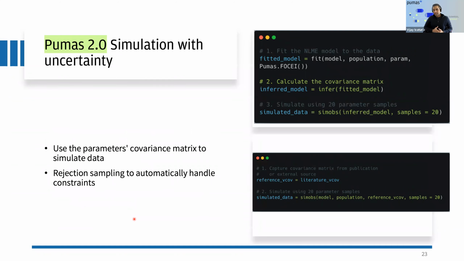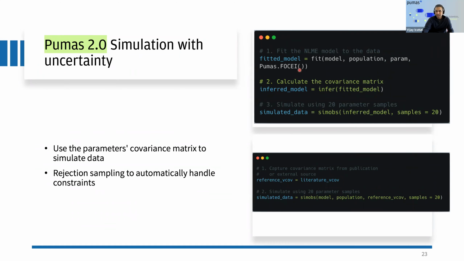Simulation with uncertainty. This is something that has been requested, and is a top feature, by many of the people who've been using Pumas so far, because it is quite tedious to do on other tools. So let me walk you through how we do it. Let's say you fit a model, you fit the model's population parameters. Let's say I fit with maximum likelihood estimation.